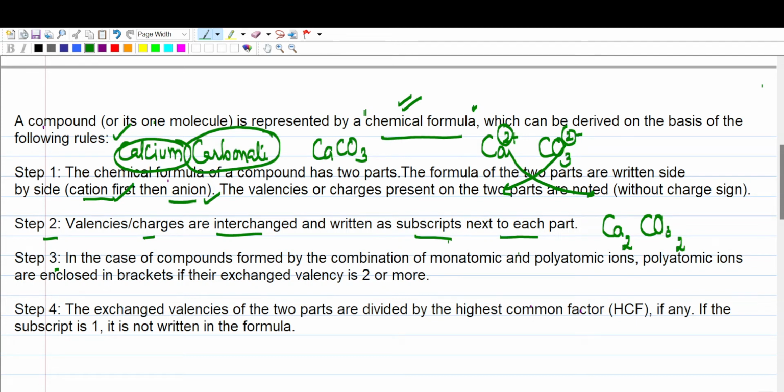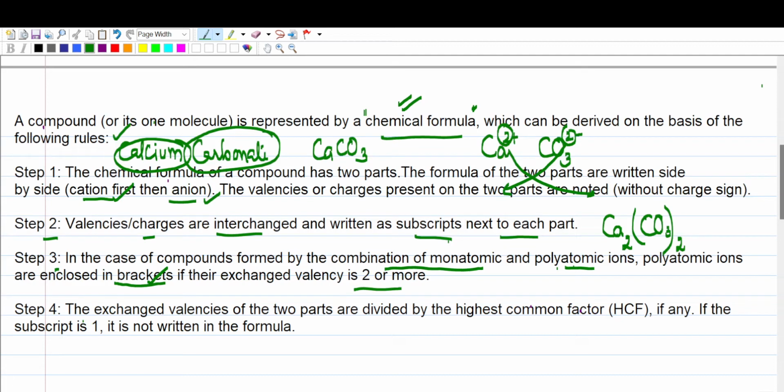Now remember children, Ca is monoatomic, but CO3 is polyatomic. Poly means many, more than one atom present. In carbonate you have one carbon and three oxygen, two different atoms forming a polyatomic ion. In that case, we use brackets if the valency is 2 or more. Here the value is coming 2, so we use brackets.